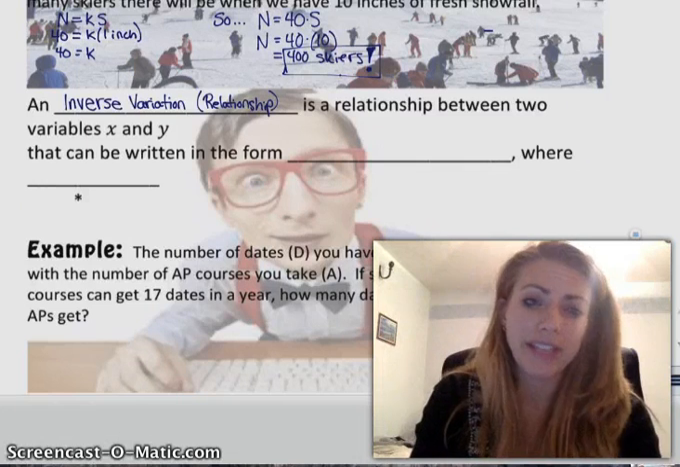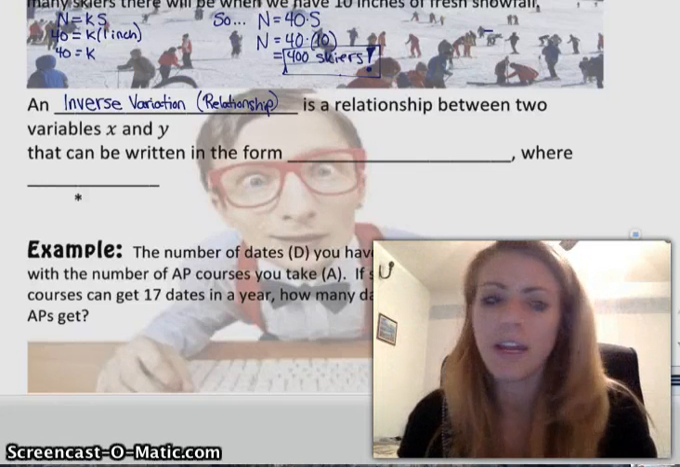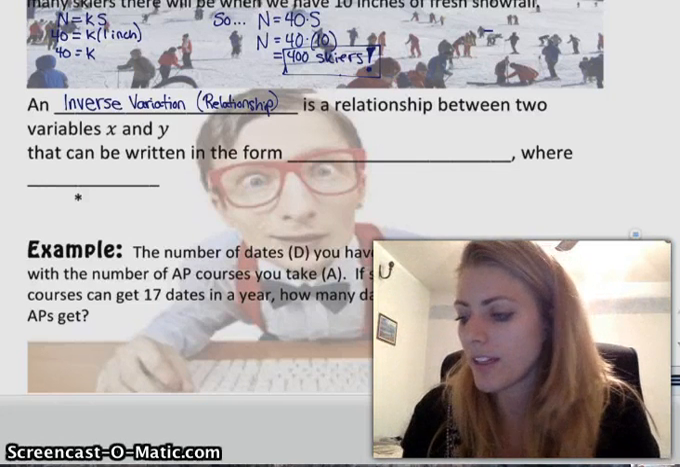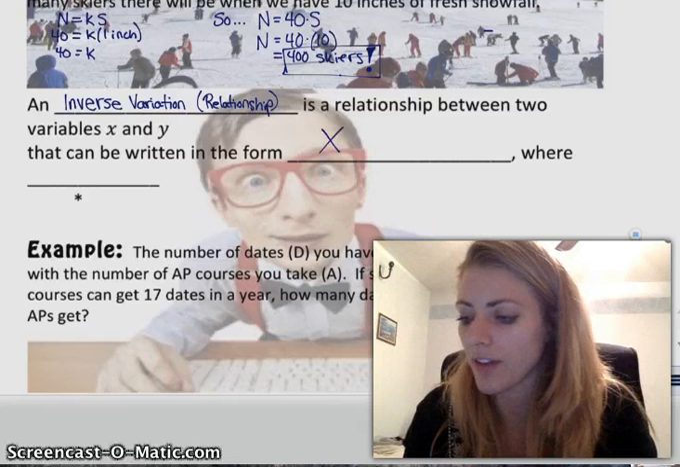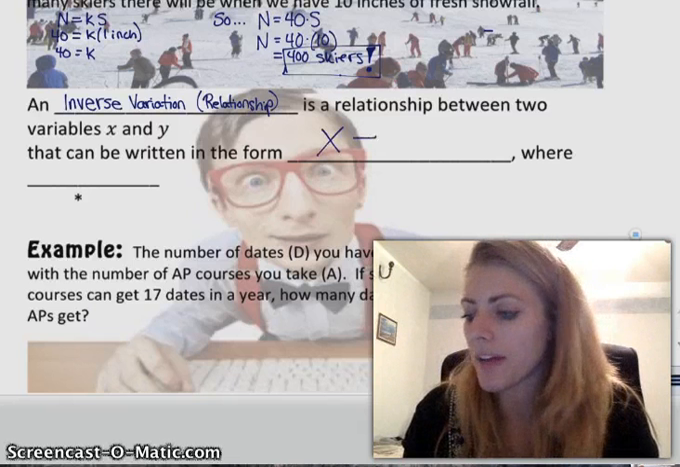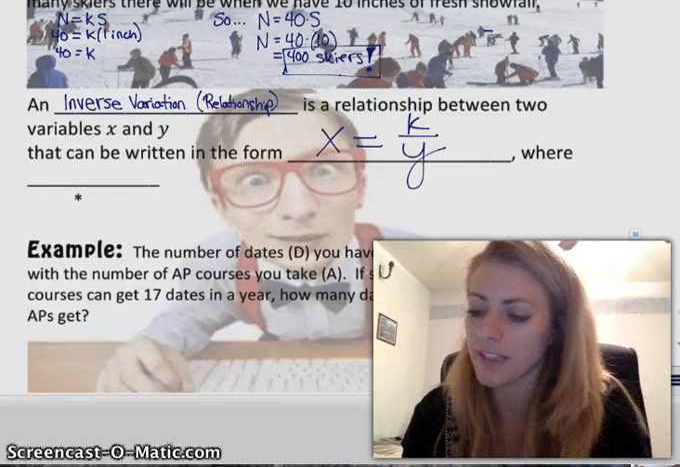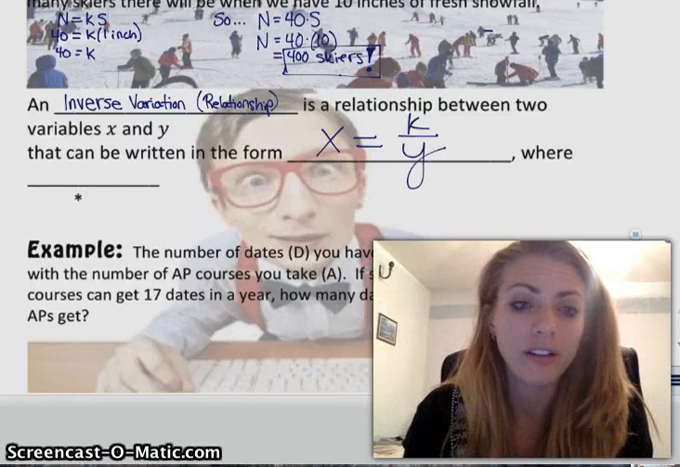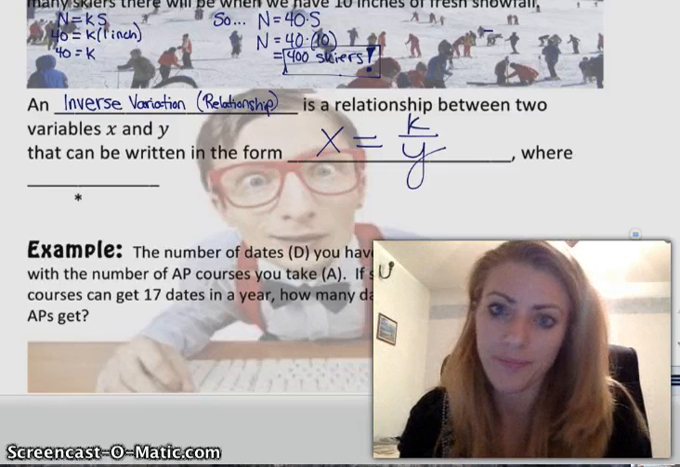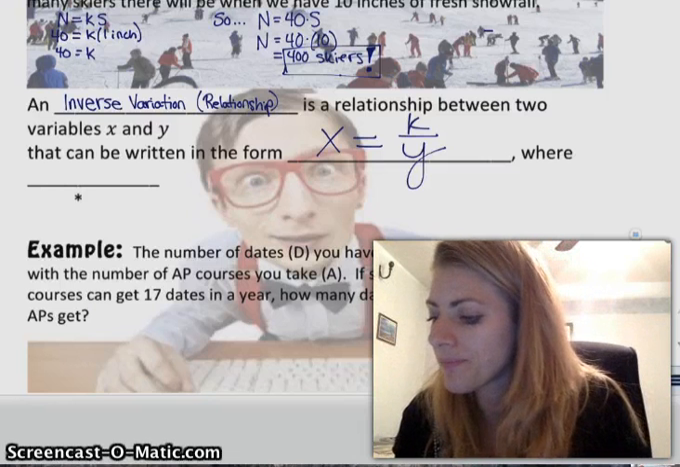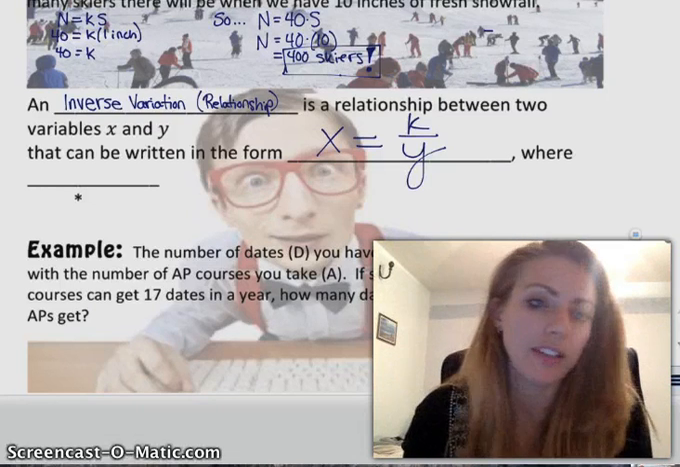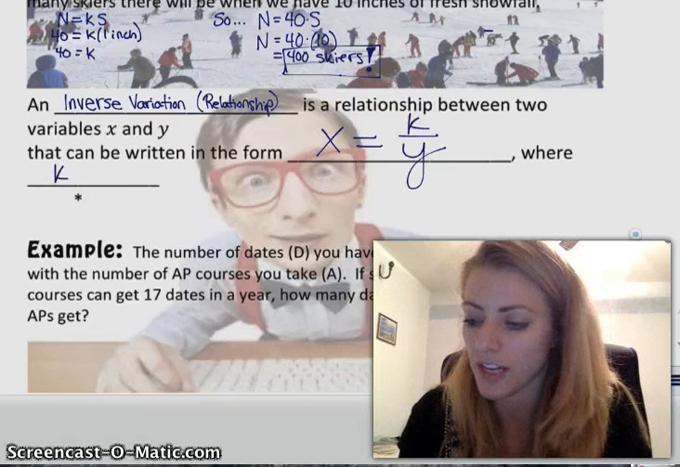So the way you write this kind of relationship is, if you have x and y, x is equal to some constant over y, because that means as x gets bigger, y is going to get smaller. Okay, so k still can't be 0. k is still just a constant.